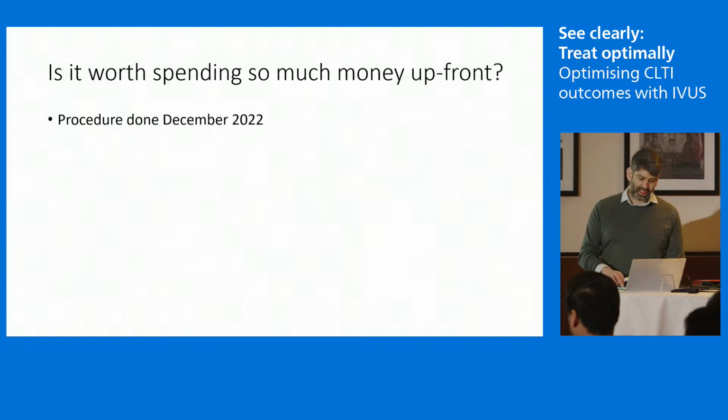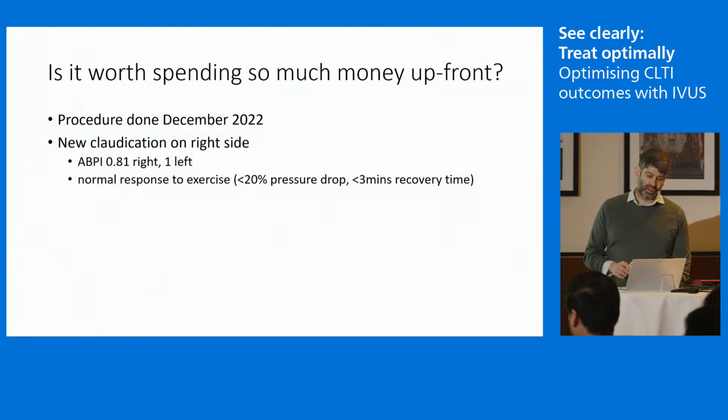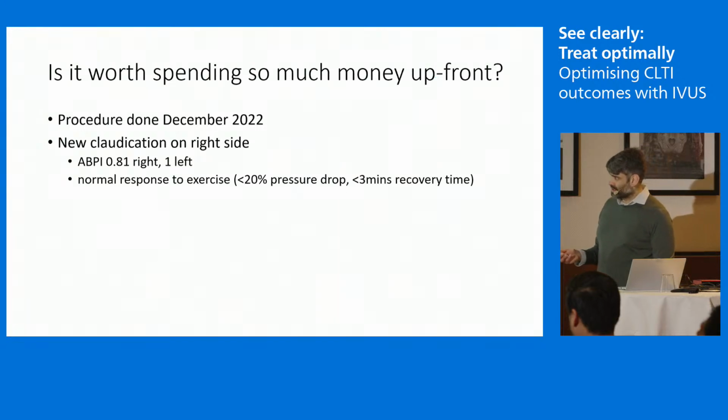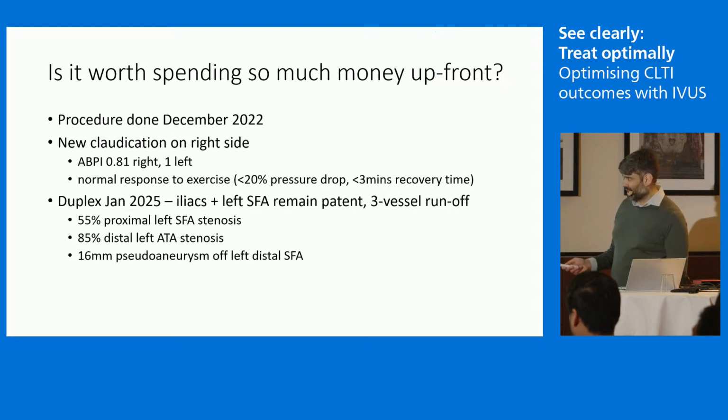Well, this case I did in December 2022, and we saw him in clinic back last month with some new sort of leg pain, maybe referred as claudication, worse on the right side. But actually, his ABI on the left is still 1 with a normal response to exercise. And when we checked it on duplex, iliacs and left SFA still patent, 3-vessel runoff, sort of 55% stenosis in the proximal left SFA and a little bit of stenosis in the ATA. That pseudoaneurysm is still there but partially thrombosed.